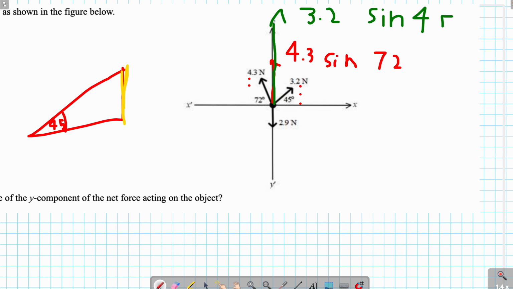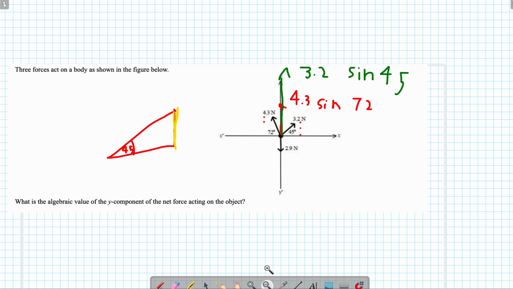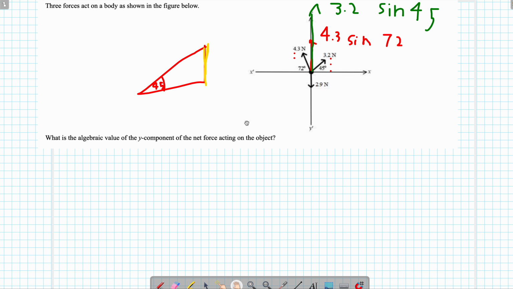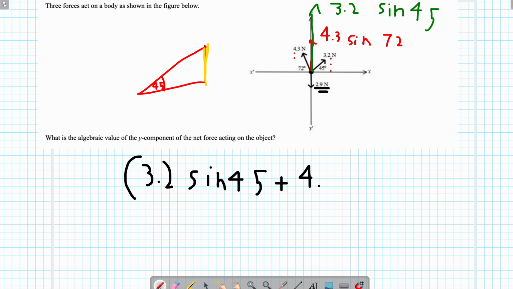But since they want the net force, let's bring this here. It's not only an upward force, there is a downward force, do not forget it. So we're going to do 3.2 sine 45 plus 4.3 sine 72 minus 2.9.